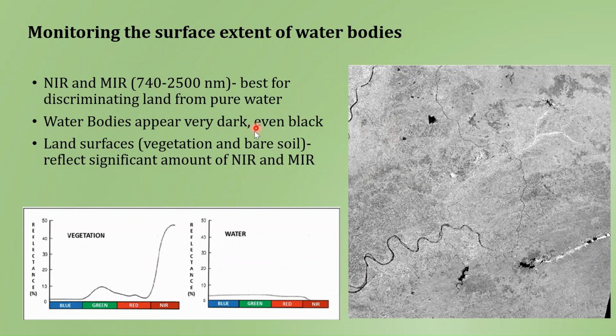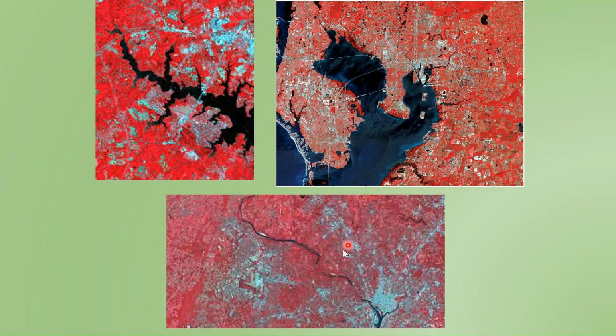surfaces where we have vegetation or bare soil have a significant amount of reflection in the NIR or MIR, and those places appear either gray or white in color depending upon the amount of reflection. Here we have the false color composite made by the NIR, red and green bands of the satellite data, and we can see all the vegetation is red in color because of the high reflectance in NIR, while the water bodies are darker in color, and we can clearly see the spatial extent of the water bodies and demarcate the water and land boundary in each of the images.